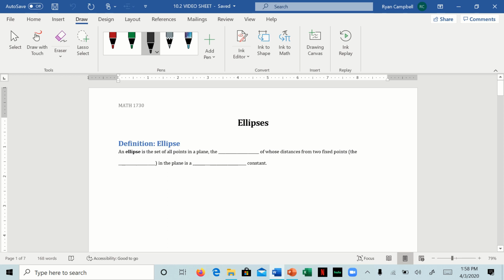Next, we have ellipses. An ellipse is a set of points in a plane, the sum of whose distances from two fixed points, called the foci, in the plane is a positive constant.